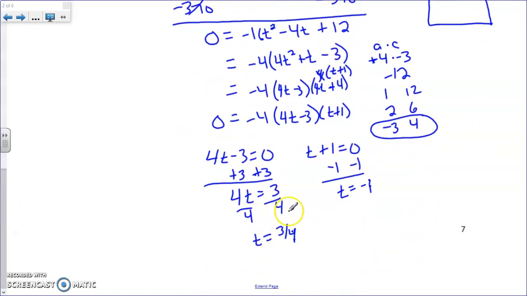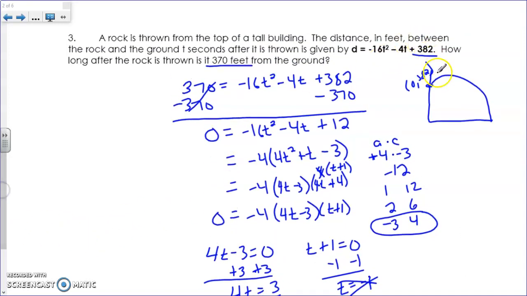Alright, so there we have that. So 3/4 seconds. What about this negative 1? We can't have negative time. Okay, so that means after 3/4 seconds, so here's 382, it's going to get higher and higher, so somewhere about right over here would be 3/4 and 370.